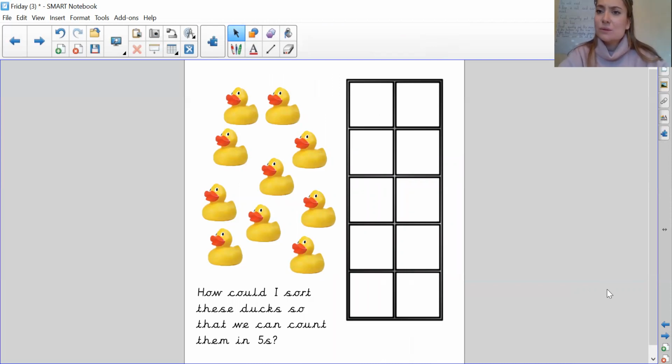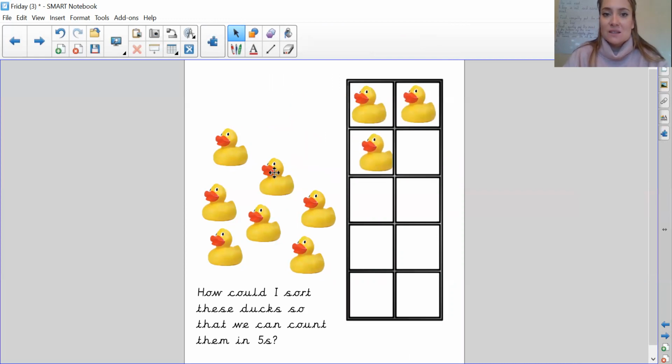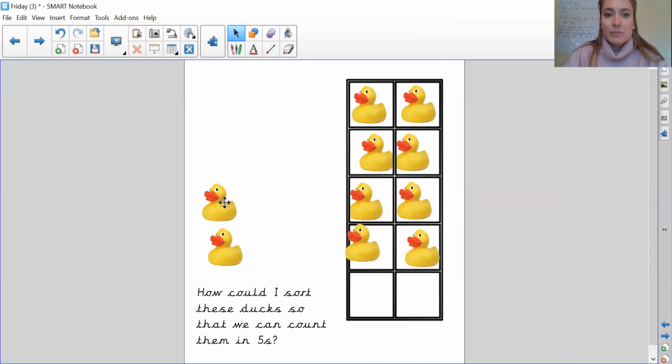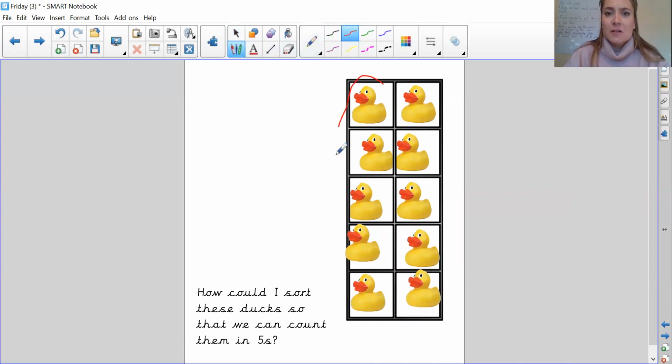Okay, so how could I sort these ducks so that I can count them in 5s? There's a big clue on my page. That's right, I can use my tens frame. Watch me. Let's use our tens frame because it'll make it a lot easier to count these ducks. Okay, what do you notice about this half of my tens frame? How many have I got there? That's right, I've got 5. So I know 5 is a half of my tens frame. So 5, 10, exactly. So I've got another 5 there. Good. 5, 10, excellent.